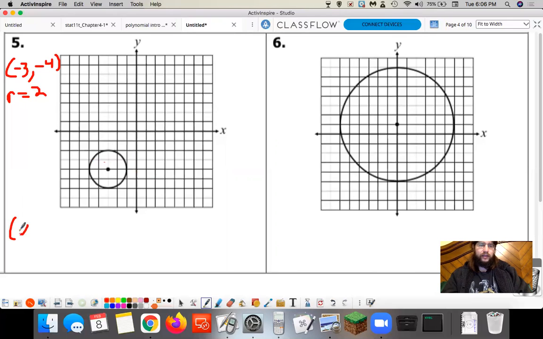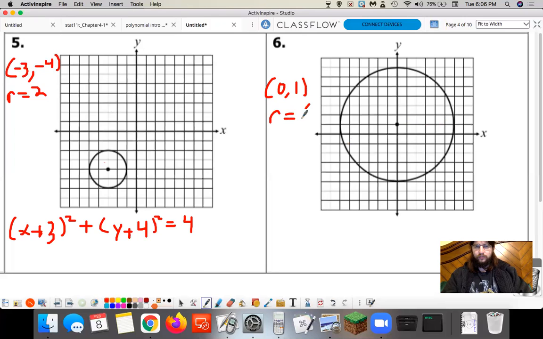So now, x plus 3 squared, y plus 4 squared equal to 4. Same thing on this one. My center is 0, 1. I'm going to count 1, 2, 3, 4, 5, 6. That's going to be just x squared plus y minus 1 squared equals 6 squared, which is 36.